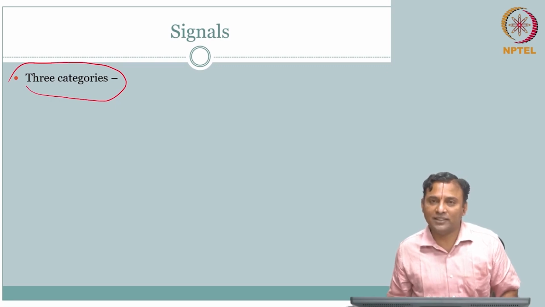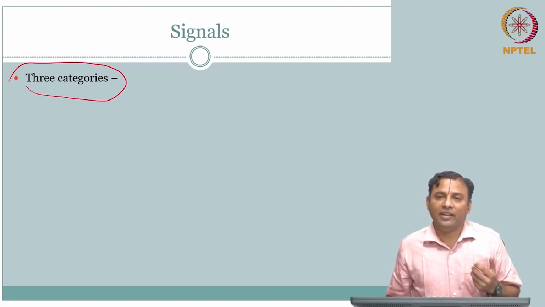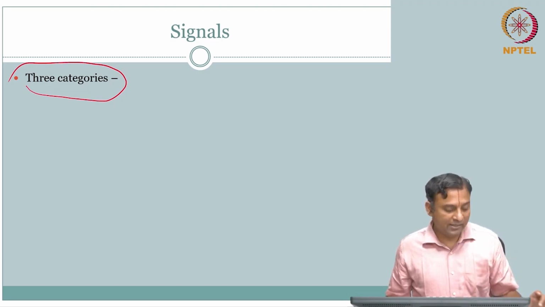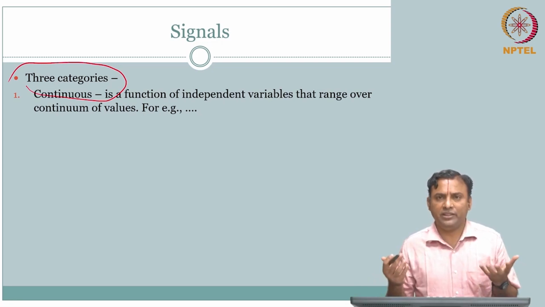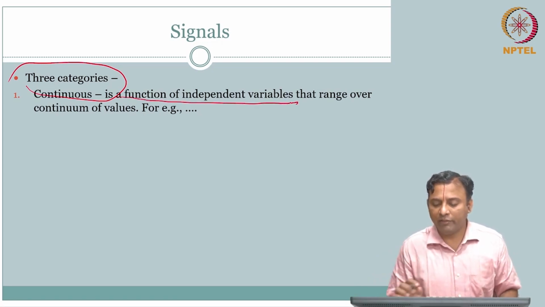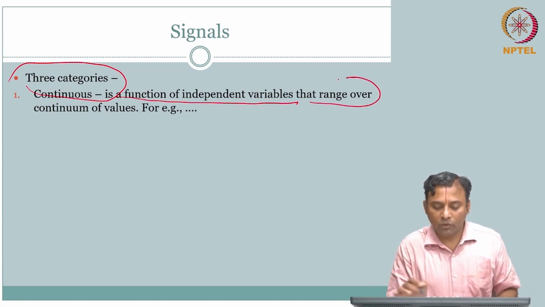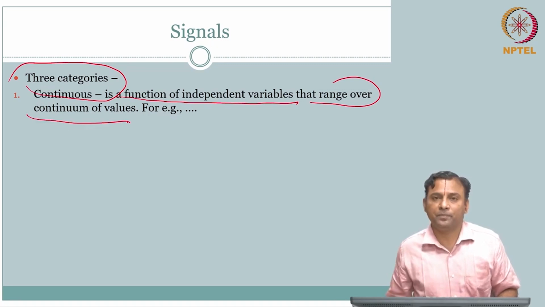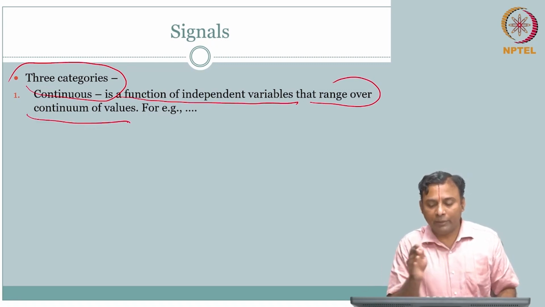What does he mean by continuous? Why is he asking this question? I think you got the point. If you have continuous, that means it's a function. We defined the signal already: it is nothing but a function of independent variables that range over a continuum of values. That is the key. So you have the independent variable.